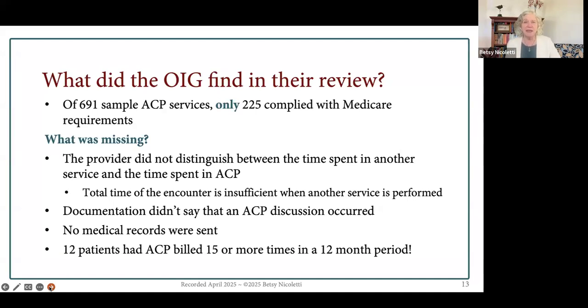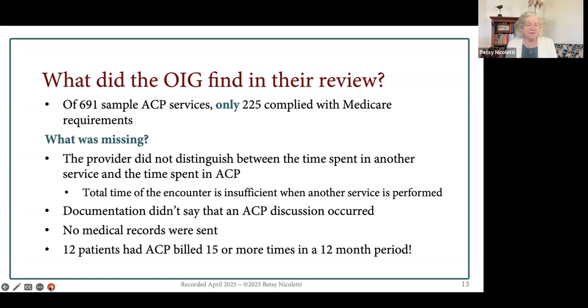And that was an example that they gave, and a fair percentage of the services where they said that the service documentation didn't comply with Medicare requirements was just that. The time specifically, exclusively spent in ACP wasn't documented. Sometimes the documentation didn't say that ACP occurred at all. Problematic. Sometimes no medical records were sent. So maybe for those, they looked and they said, oh, we didn't document it, so we're not going to send the records.